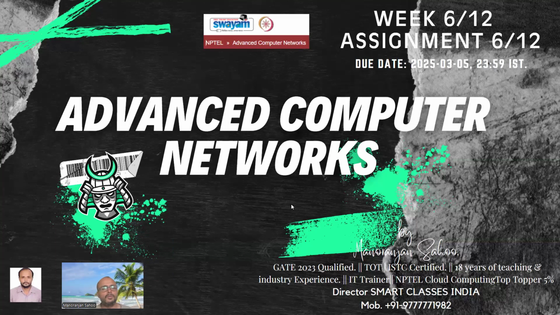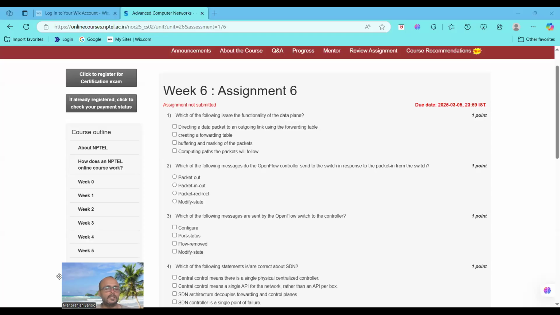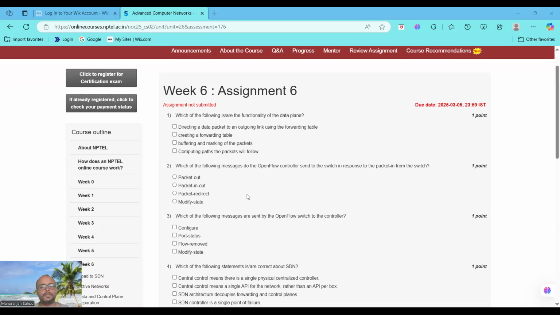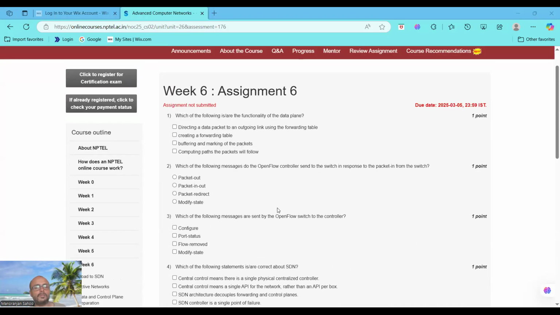Today, I'm going to solve the Advanced Computer Network of Week 6, Assignment 6 of NPTEL, whose last date is 5 March 2025. Okay, guys, now let's start to solve the questions. You can see, guys, here in Week 6, Assignment 6, you can find 10 questions. Out of the 10 questions, we'll try to attempt all 10. So, let's start the first question here.